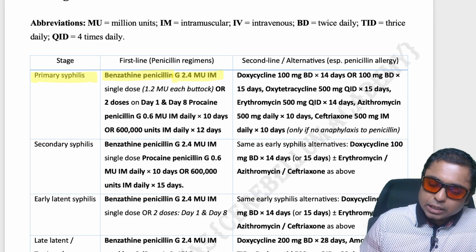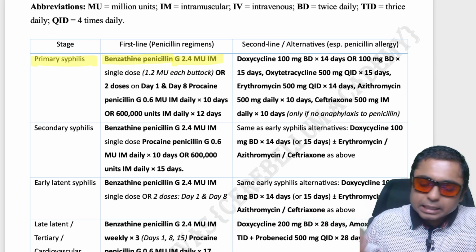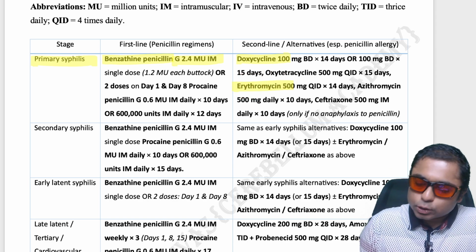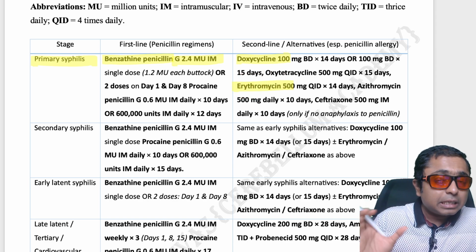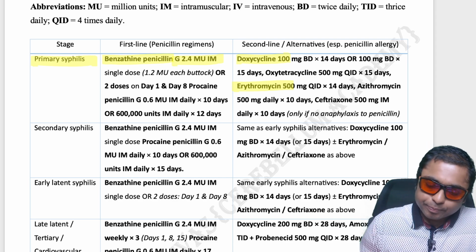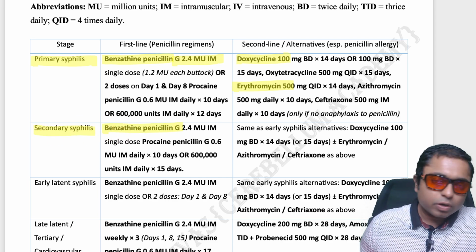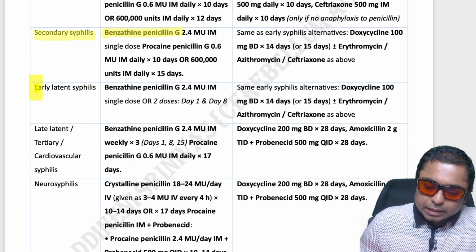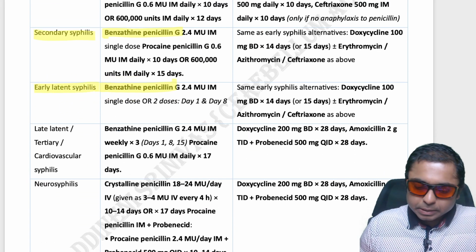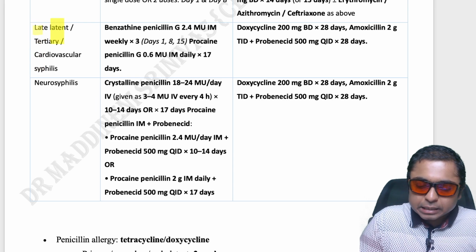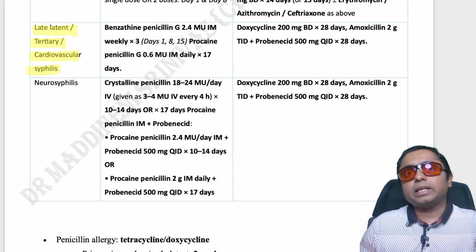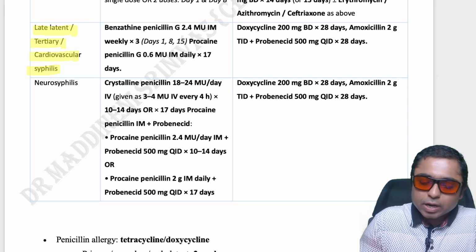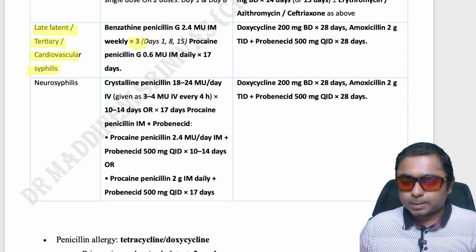Okay, if the patient is allergic to penicillin, then we think of alternatives like doxycycline, erythromycin. Otherwise, benzathine penicillin is the best treatment which we can give. Right. In secondary syphilis also we are going to use the same thing. Otherwise, procaine penicillin can also be used. In the early latent also we can use benzathine penicillin, but remember in the latent syphilis or tertiary cardiovascular syphilis, we have to treat the patient very aggressively. That's why we are going to give 3 doses of the benzathine penicillin.